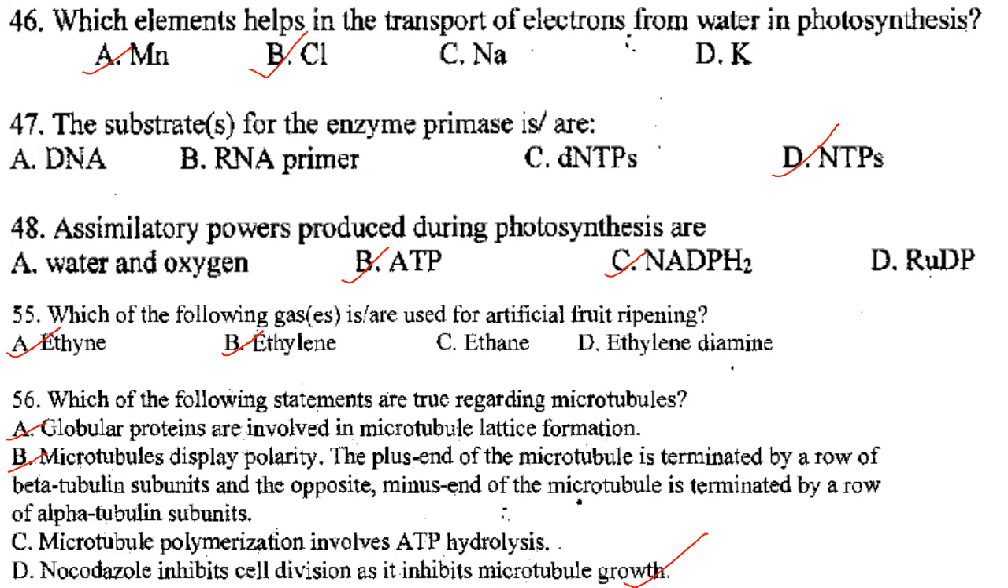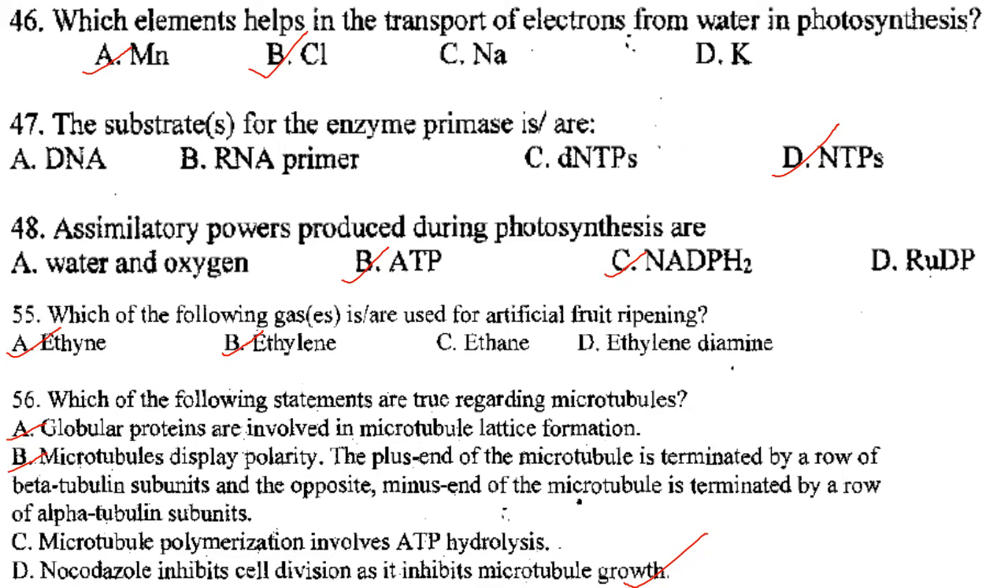Then which of the following gases is or are used for artificial fruit ripening? So for artificial fruit ripening you use ethyne, yes. A and B, that is ethylene. These are used for artificial fruit ripening.